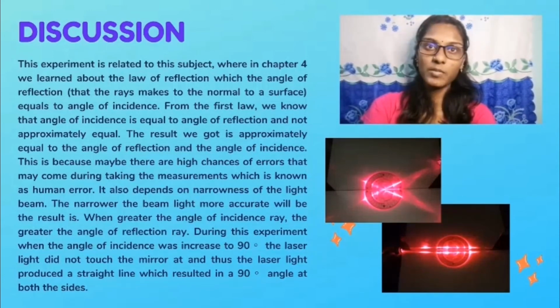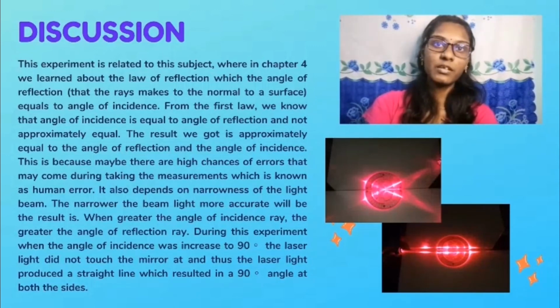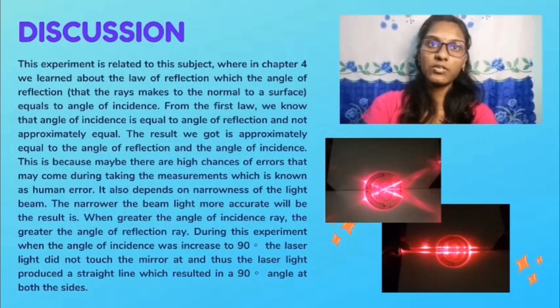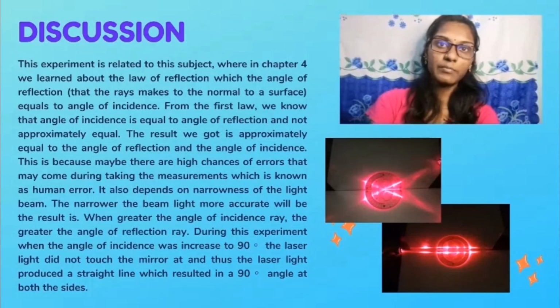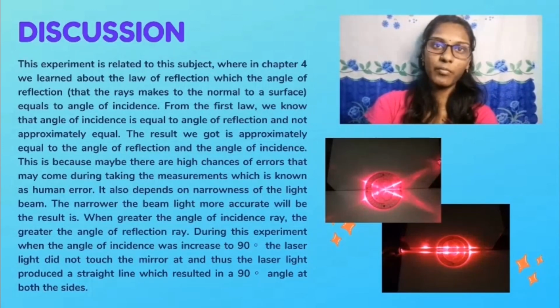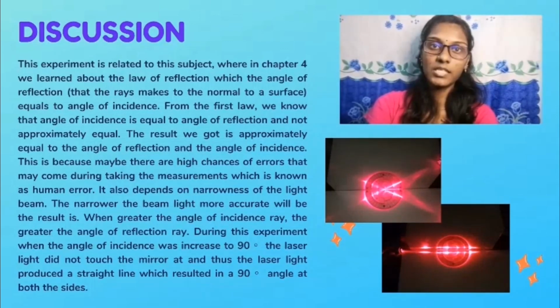This is because there are high chances of errors during the measurements, known as human error. It also depends on the narrowness of the light beam. The narrower the light beam, the more accurate the result. The greater the angle of the incident ray, the greater the angle of the reflected ray. During this experiment, when the angle of incidence was increased to 90 degrees, the laser light did not touch the mirror, and thus the laser light produced a straight line, which resulted in 90 degrees on both sides.